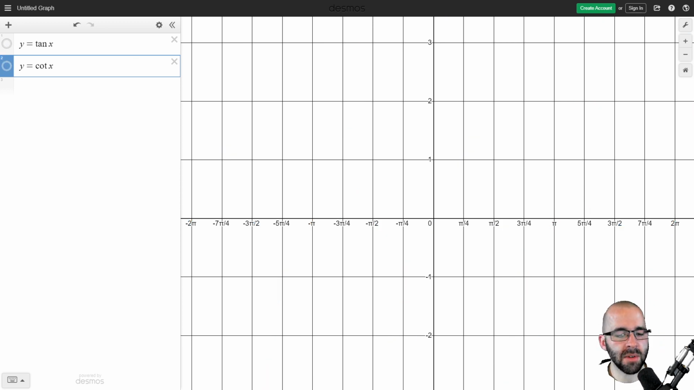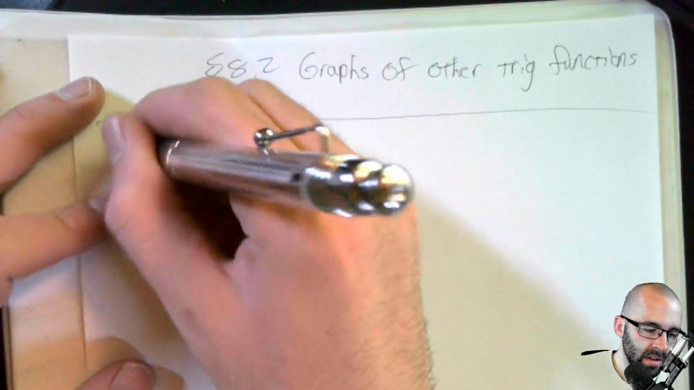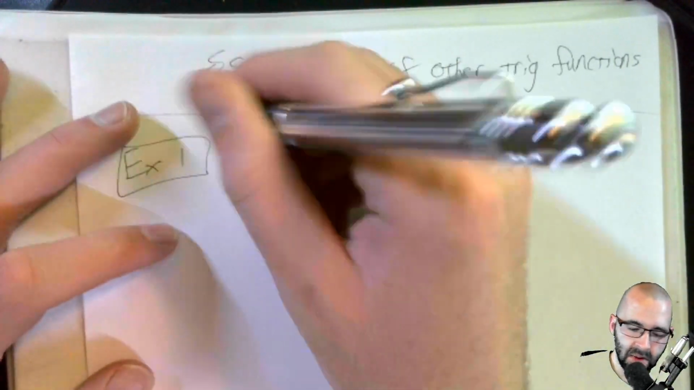So let's do a couple problems with tangents and cotangents. All right, example 1.